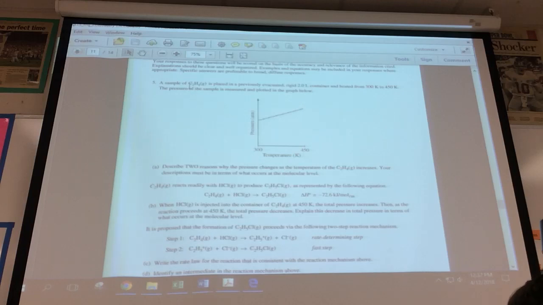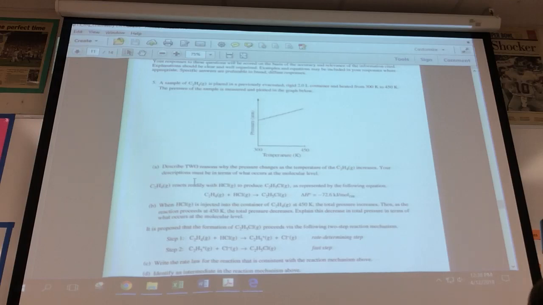It says a sample of ethene is placed in a previously evacuated rigid 2-liter container and heated from 300 Kelvin to 450 Kelvin. The pressure of the sample is measured and plotted in the graph below. So you can see here as temperature increases, what happens to the pressure? It increases as well.